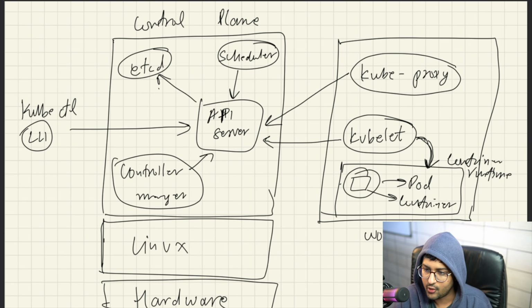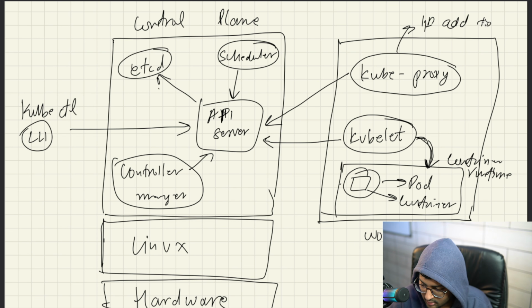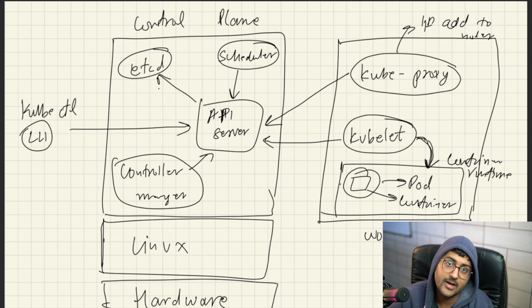For example, kubeproxy will make sure that every worker node that you have will get its own unique IP address. This will provide IP addresses to nodes. So every node will have its own IP address. We will dive deep into this in Kubernetes networking.